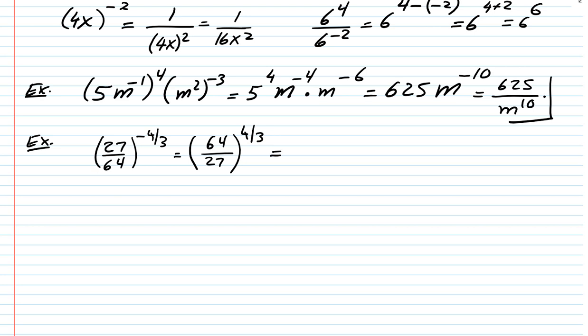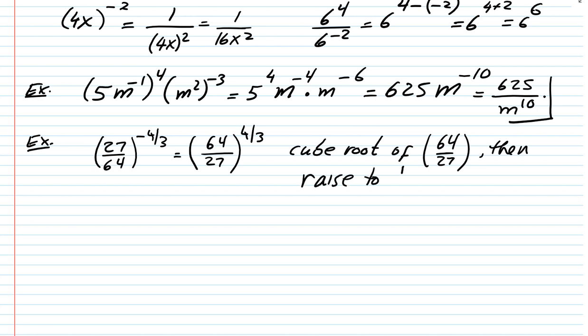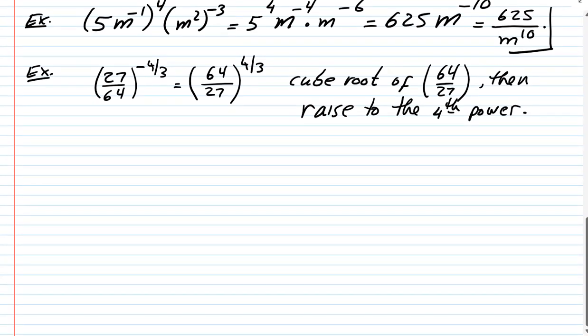Now, this thing, what does this mean? 64 over 27 to 4/3. This would be the cube root. The 3 here tells us that I'm doing the cube root of 64/27 and then raising it to the 4th power. We'll do more of these types of expressions later on when we talk about radical expressions. Now, cube root does require you to remember your cube roots and square roots.